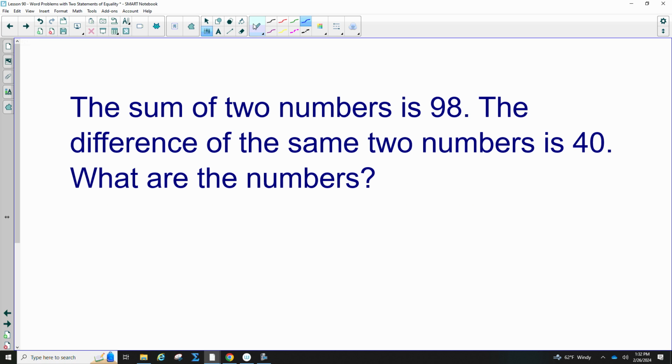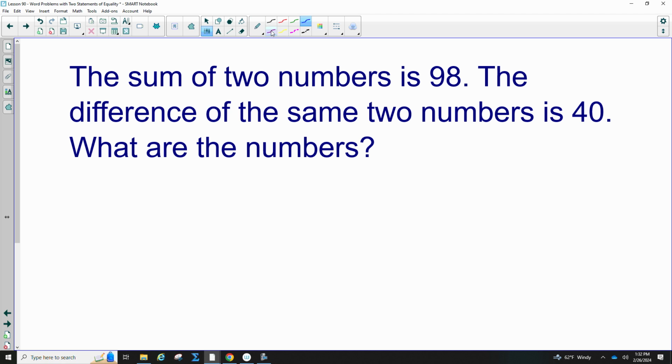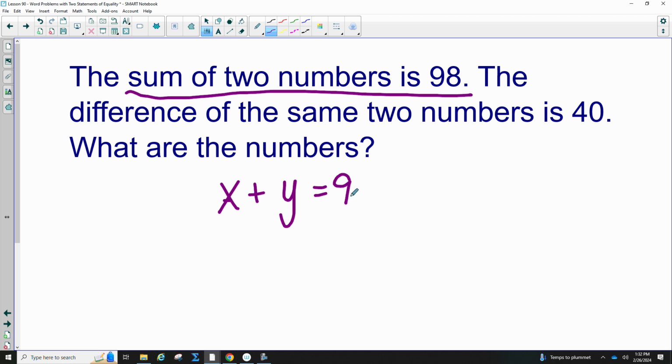The sum of two numbers is 98. The difference of the same two numbers is 40. What are the numbers? So I'm pretty sure you can write this one. The sum of two numbers is 98. Raise your hand if you can write that equation. Hanifa? Yes, only let's use X and Y. Use two different variables because N and N is the same number, but we want two different ones, okay? X and Y. So X plus Y is 98.